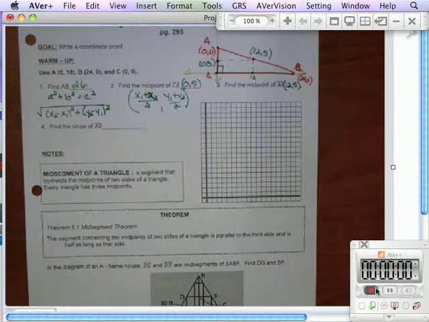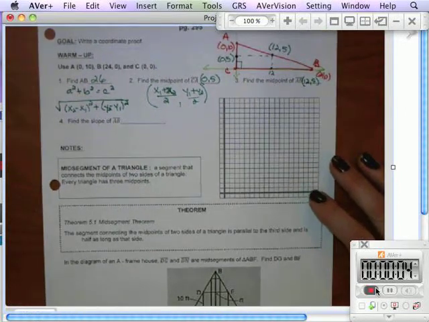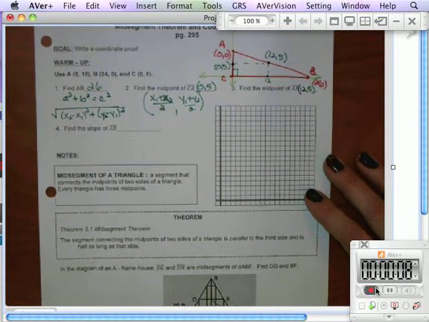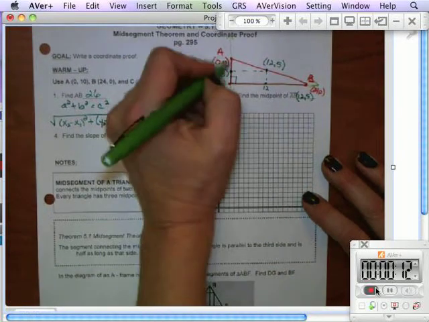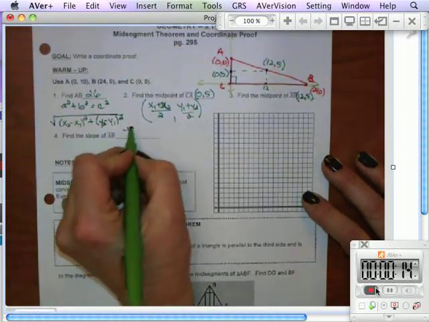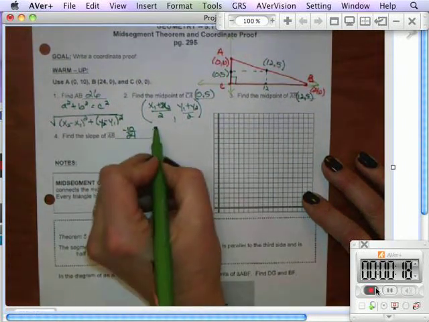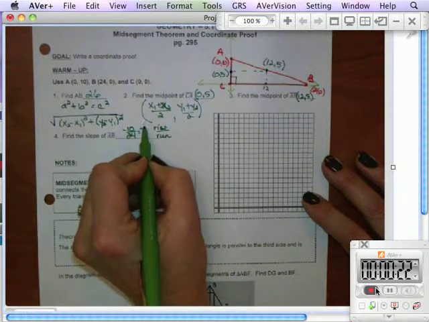Kind of messy looking. All right, now finding the slope of AB. You could just count rise over run, right? Rise over run, down 10 over 25, over 24. Rise over run. That does reduce. That reduces to negative 5 over 12.